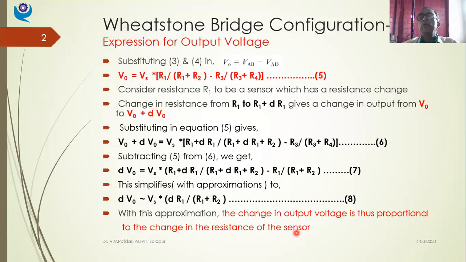So in the Wheatstone bridge, prove that change in output voltage is proportional to change in resistance. We can derive this expression and show it if asked. This dV0 is proportional because Vs is fixed, Vs is constant, isn't it? So dR1 is the varying resistance. So dV0 is proportional to change in resistance. Change in voltage is proportional to change in resistance. So this is the second part of the derivation, friends. Let us move further.